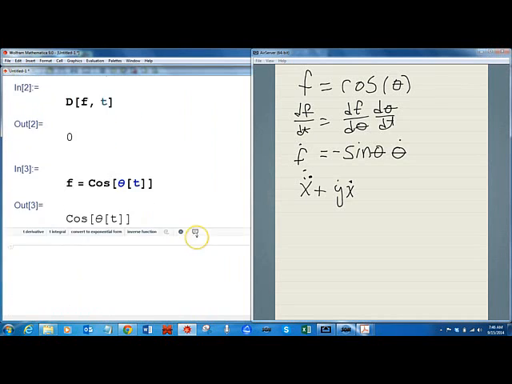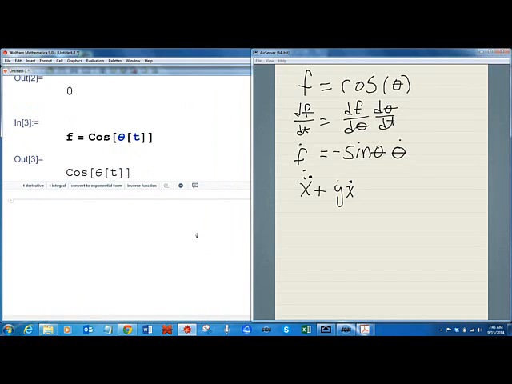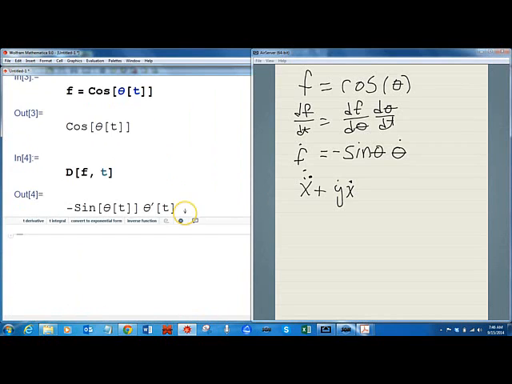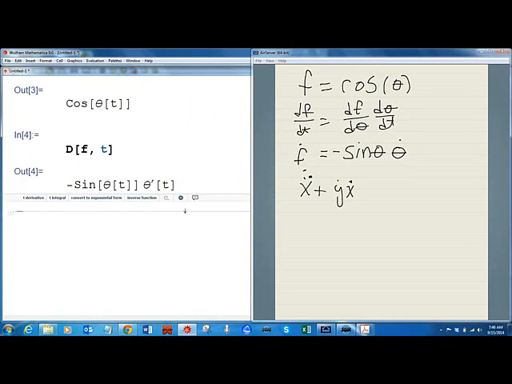Now what do you think I'm going to do? Capital D, and then I'm going to take the derivative of f with respect to time. Did it get the right answer? What's that tick? This thing here. That's how it does a dot. So that's how it does its dots. I don't know why. They didn't ask me. I would have told them to put dots on it. See that? This is the same thing that you got by hand.